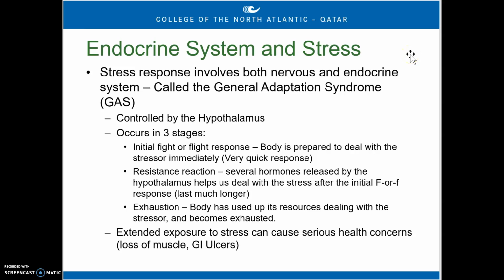So if we have a look at stress and the endocrine system, the endocrine system controls some of the hormones that control stress. So it stands to reason that if the endocrine system is constantly under stress, then there's going to be something that can happen. And generally, what happens, we end up with a condition called the General Adaptation Syndrome, GAS. And stress is controlled by the hypothalamus, and this will occur in 3 stages. Okay, this is a stress response.